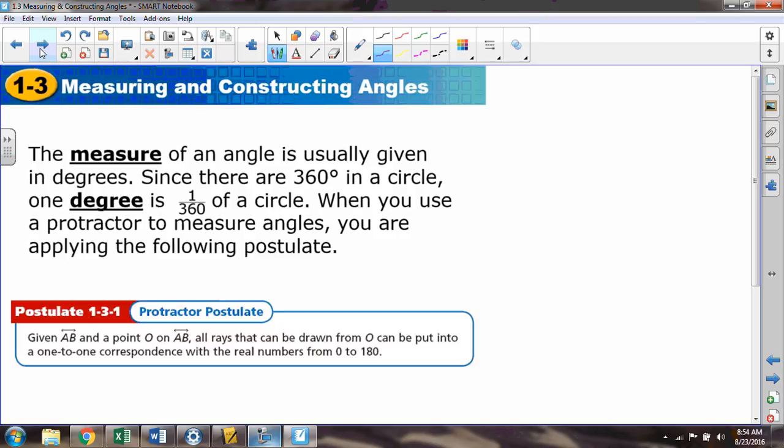We also had yesterday the ruler postulate, which said rulers are used, and you can use rulers to measure 1, 2, 3, 4. Protractors are used as measurements for angles, and you can measure 1, 2, 3, 4 degrees.